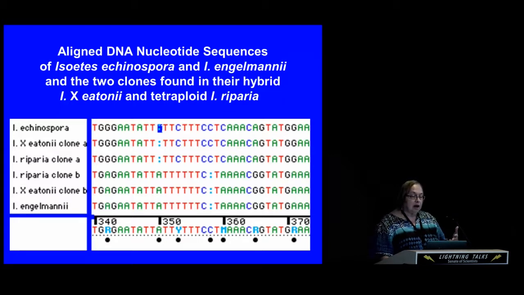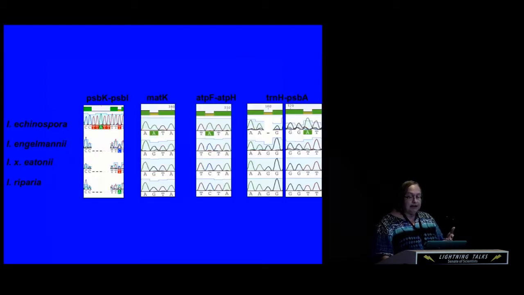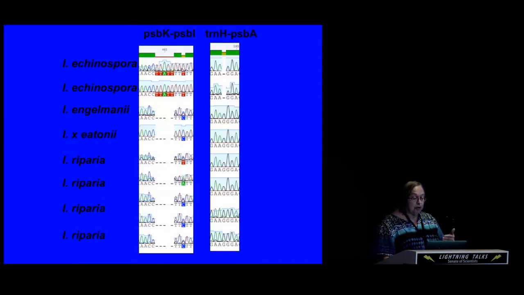So the question our intern was looking at last year was determining who is the chloroplast donor, and in many cases that's the maternal parent. So he sequenced chloroplast spacers, which are rapidly evolving. And what he found was a number of markers where you can clearly see that the hybrid and the tetraploid are closely related to Engelmannii and not to Echinospora. And he was able to look at several accessions of riparia, and all of them had this association with Engelmannii.